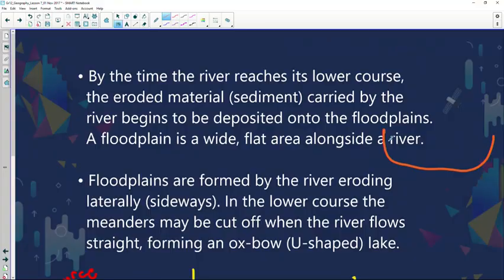Floodplains are formed by the river eroding sideways, and in the lower course oxbow lakes develop, which we will discuss in the next couple of slides.